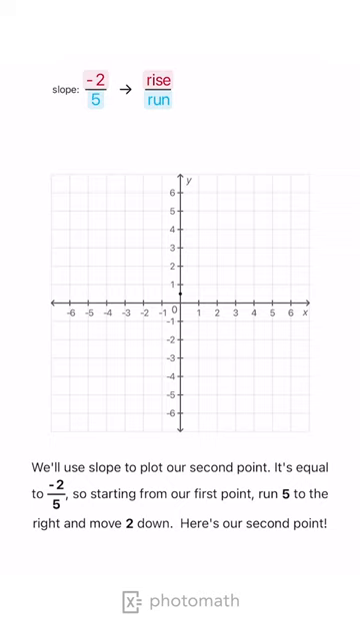We'll use slope to plot our second point. It's equal to -2/5, so starting from our first point, run 5 to the right and move 2 down. Here's our second point.